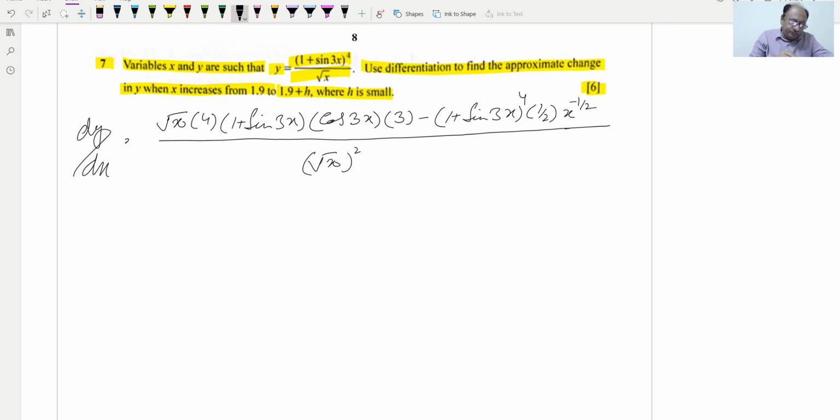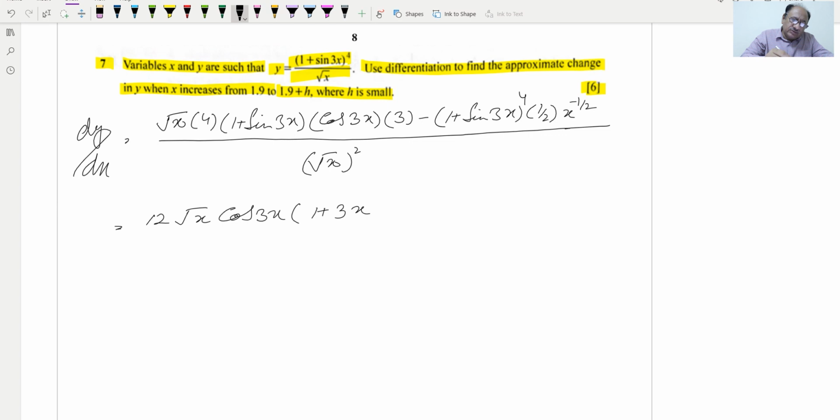Now we can rewrite it. This one, 3 into 4 will be 12. So we can write 12 root x into cos of 3x into 1 plus 3x.